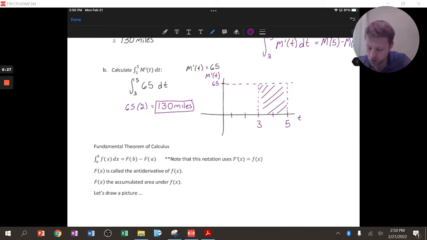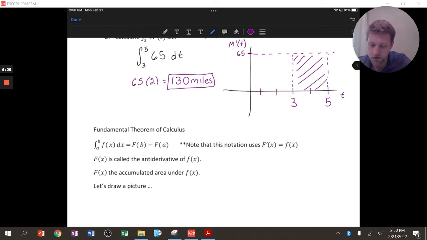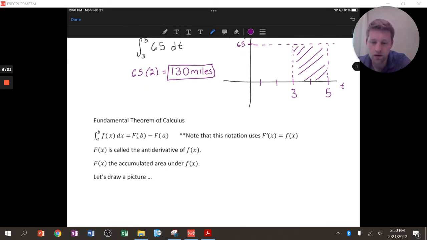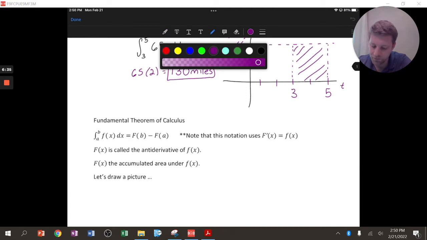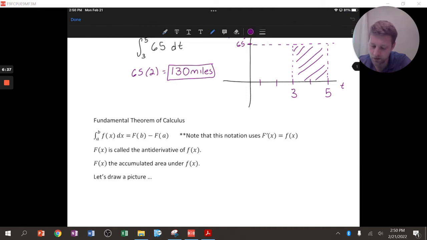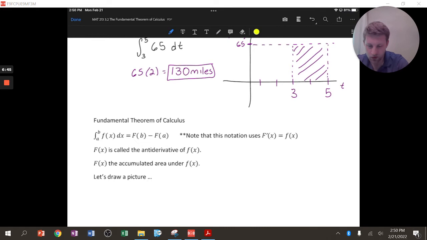So more generally, we can consider now the fundamental theorem of calculus. And this works for any function that we take an integral of. So let's consider that together. And I'm going to highlight this fundamental theorem.